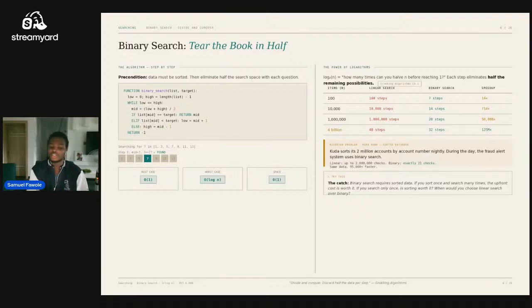So for instance, say we have 2 billion accounts, already sorted, so we can use binary search before the alert system uses binary search. If you have 2 billion accounts to go through, all we need with binary search is 21 checks. Meanwhile, if we're using linear search, worst case scenario, we'll have to go through this 2 billion times.